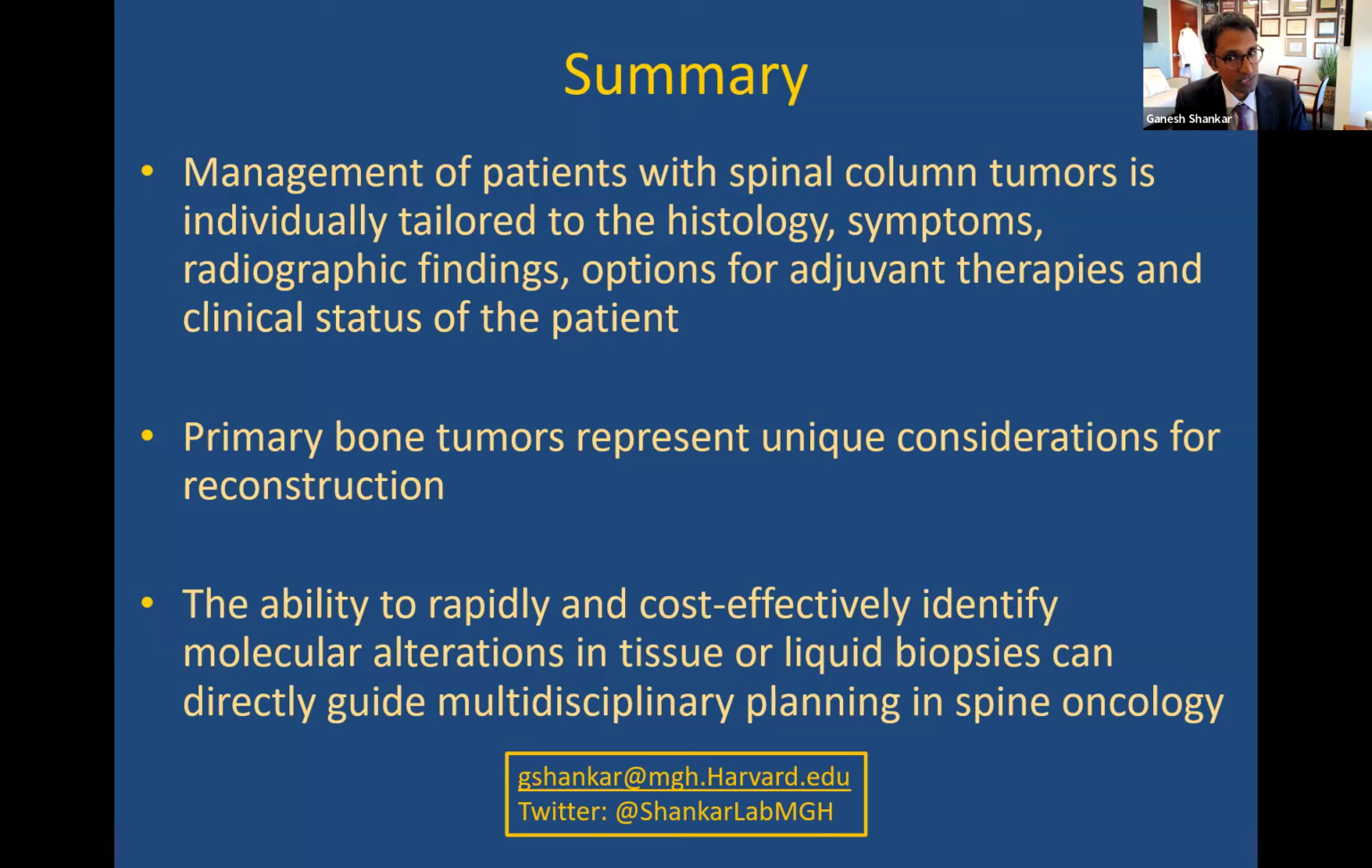Primary bone tumors represent a unique set of considerations for reconstruction, and the ability to rapidly and cost-effectively identify molecular alterations in tissue or liquid biopsies can potentially one day directly guide multidisciplinary planning in spinal oncology without the need for invasive procedures. And so that's definitely for us, I would say, the holy grail: to be able to get rid of procedures like that.